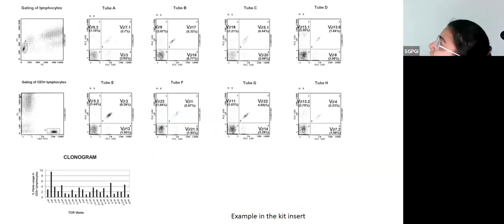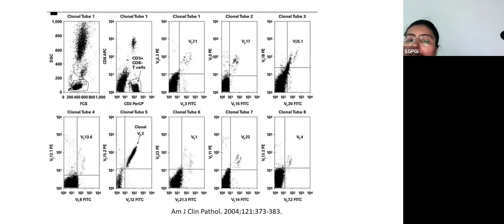So in this case, this is one of the kit inserts. What it shows you is that this particular V beta 5.3 is on the FL2 channel, that is PE. You have V beta 3 on FITC, and the third, V beta 7.1, is conjugated with both FITC as well as PE, so it will come in the double positive area. So this is the kind of spread of a normal peripheral blood sample, on which the company gives you a clonogram which you can make of each of the V beta percentages of the antibodies. And this is an example of the clonal tube.